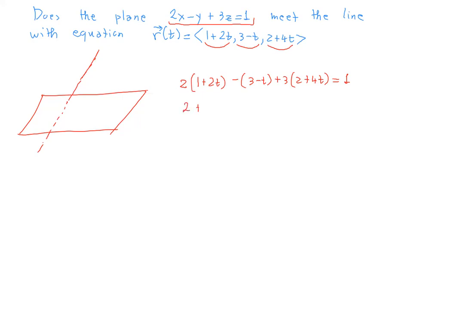So 2 plus 4t minus 3 plus t plus 6 plus 12t is equal to 1. That will give us a total of 17t is equal to, what do we have on the left? We have 2 minus 3 is -1, plus 6 is 5. Take it over to the other side. 1 minus 5 is -4, which means that t is equal to -4 over 17. We just have a unique point of intersection.